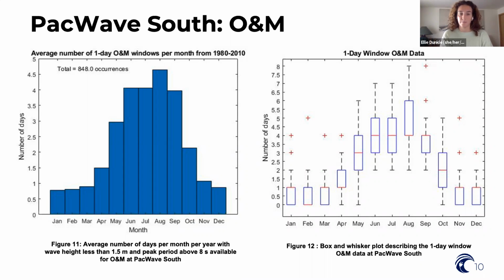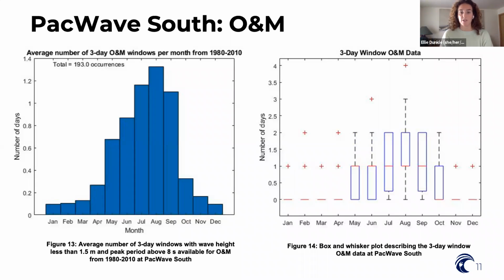On any given year. And sometimes O&M endeavors require larger windows of time because they need more time to lay cables, do maintenance, things of that nature. For this purpose, 3-day windows were analyzed as well as 5-day windows. We see in figure 13 that August has the most favorable conditions for these 3-day windows. Again, the summer is pretty calm at PACWave relative to the winter. Figure 14 shows that May through September may have anywhere between 0 and 3 windows during any given year. 5-day windows were scarce, and on average, a 5-day window will not occur at PACWave.